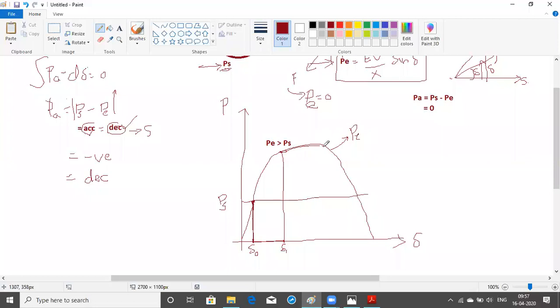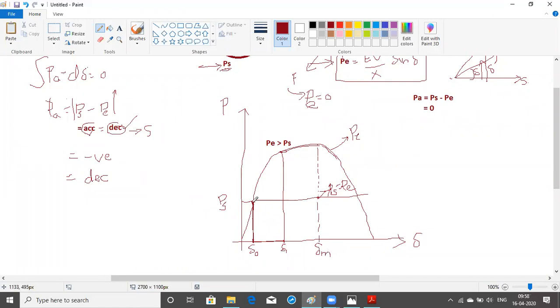And at one point of time, it will come back to this point, and again it is achieving PS equal to PE. That is the stable operating point. So at which point is it occurring? At this point, and we are going to call this another angle, delta maximum.